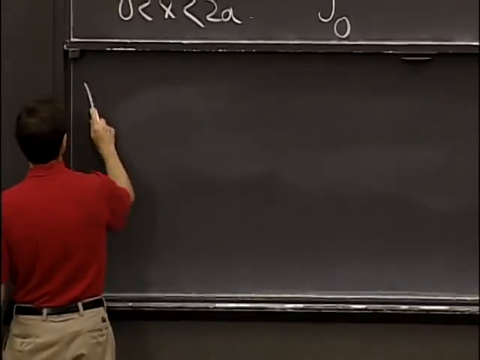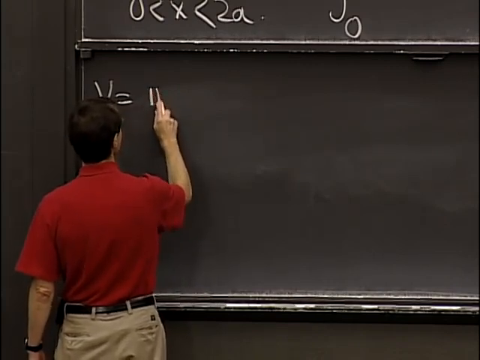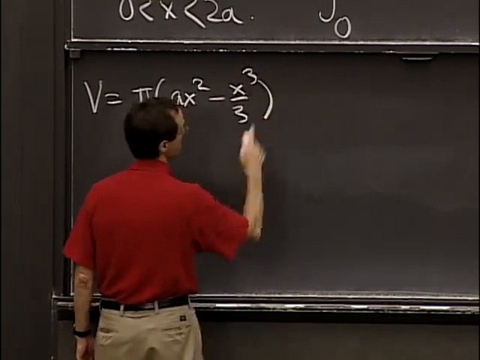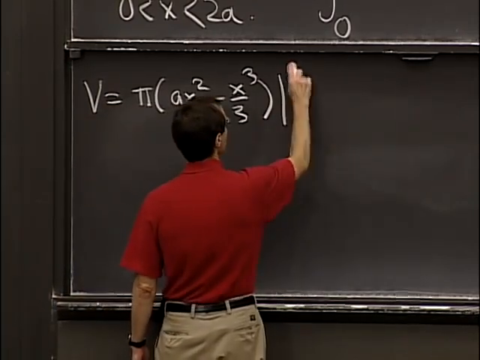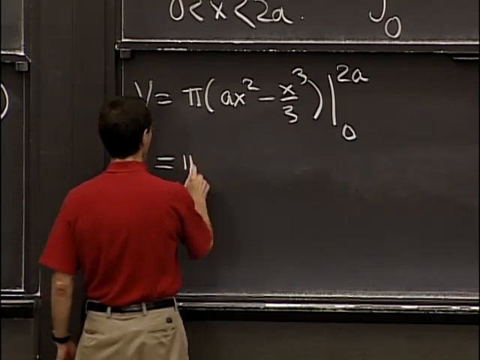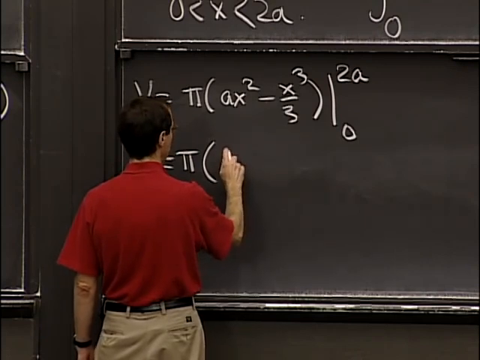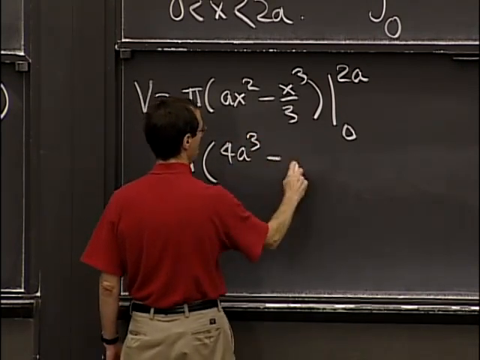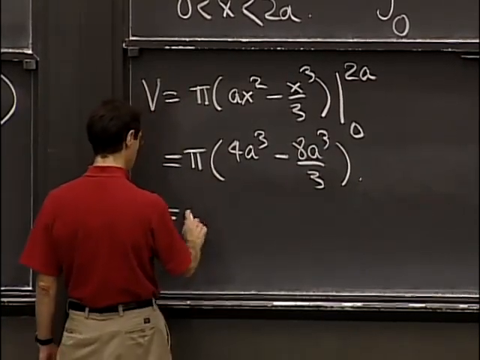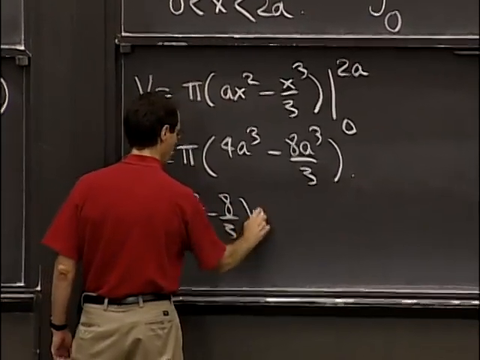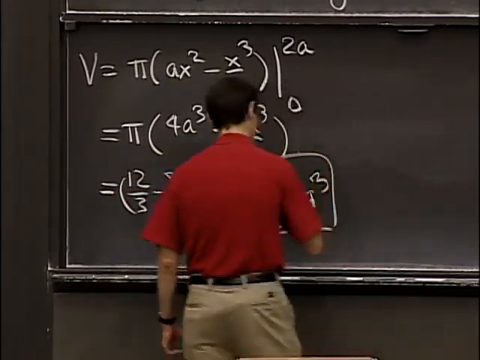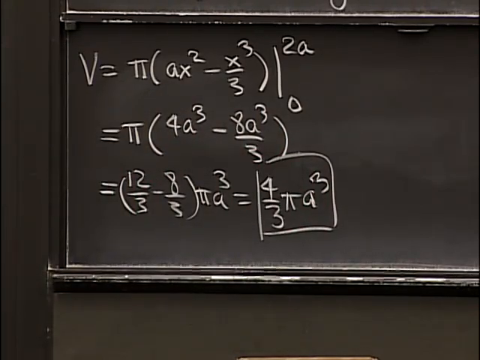All right, so let's just finish it off. We have the volume is, if I take the antiderivative of that, that's pi times ax squared, whose derivative is 2ax, minus x cubed over 3. That's the thing whose derivative is minus x squared, evaluated at 0 and 2a. And that is equal to pi times, let's see, 2 squared is 4, so this is 4a cubed minus 8a cubed over 3, right? And so all told, that is, let's see, 12 thirds minus 8 thirds pi a cubed, which is a maybe familiar formula, 4 thirds pi a cubed. So it worked, we got it right.